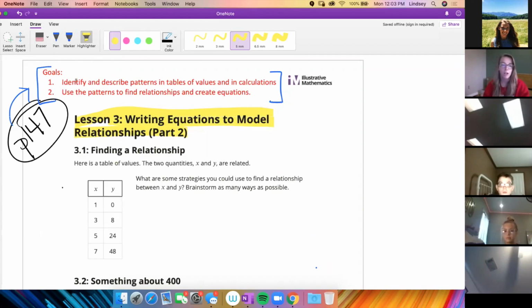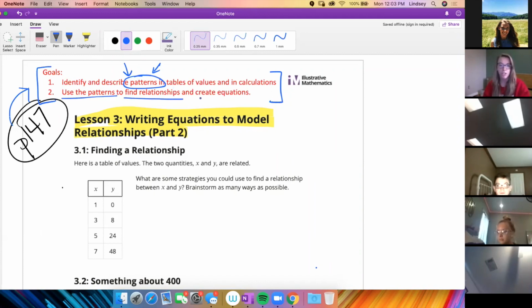In your goal, it says we're going to identify and describe patterns in tables of values and in calculations. When we find those patterns, we're going to use them to find relationships, and those relationships are going to help us create equations. Give me a thumbs up if y'all have finished writing your goals.